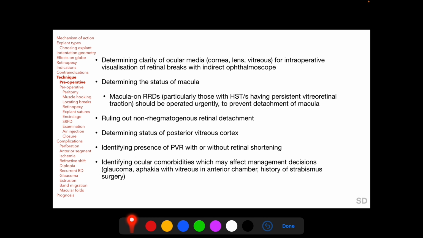A thorough preoperative examination also helps in determining the clarity of the ocular media for intraoperative visualization of retinal breaks with indirect ophthalmoscope, in determining the status of the macula, whether the macula is still attached or is already detached, and macula-on RRDs, that is RRDs with macula still attached, should be operated urgently to prevent detachment of the macula. It also helps in ruling out non-rhegmatogenous retinal detachment, determining the status of posterior vitreous cortex, particularly whether it has detached from the detached zone of the retina, and identifying presence of proliferative vitreoretinopathy and ocular comorbidities which may affect management decisions.